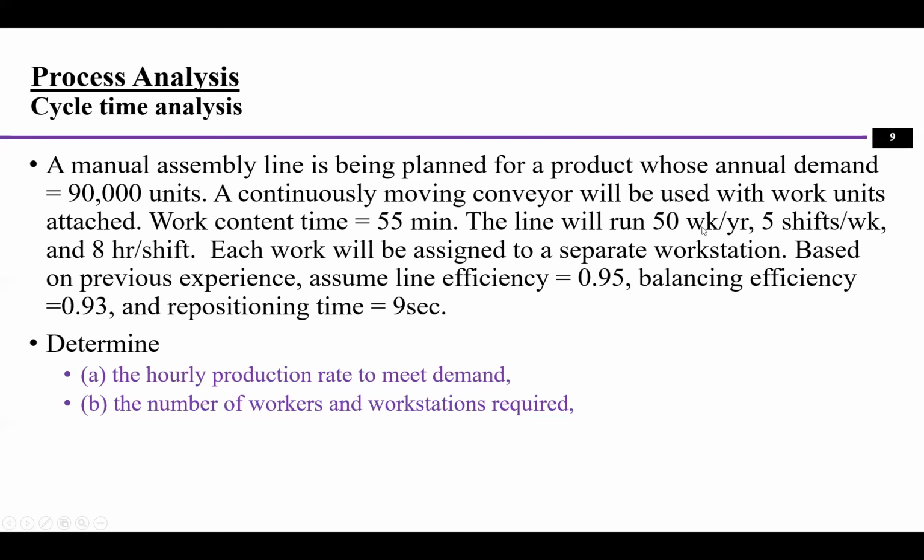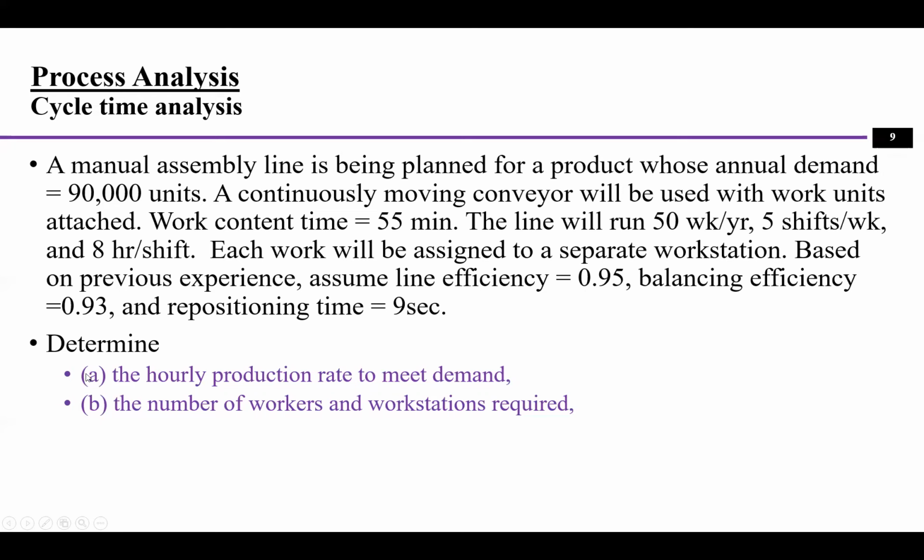The line will run 50 weeks per year, 5 shifts per week, and 8 hours per shift. And each worker will be assigned to a separate workstation, which means that each worker only operates one workstation. Based on previous experience, assume line efficiency is 0.95. Balancing efficiency is 0.9793, and the repositioning time is 9 seconds.